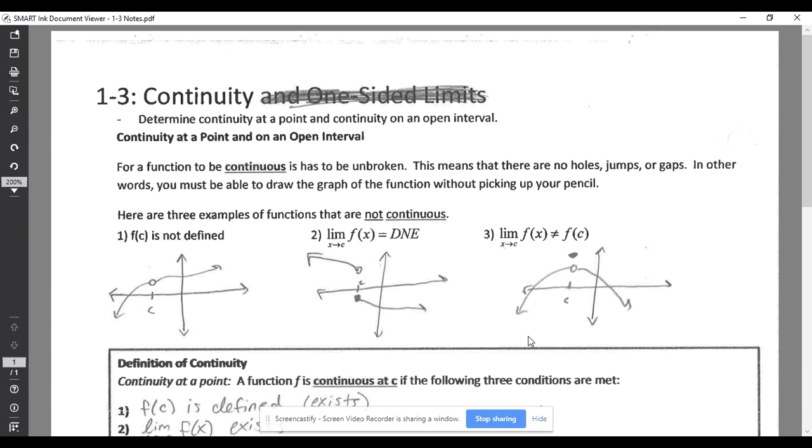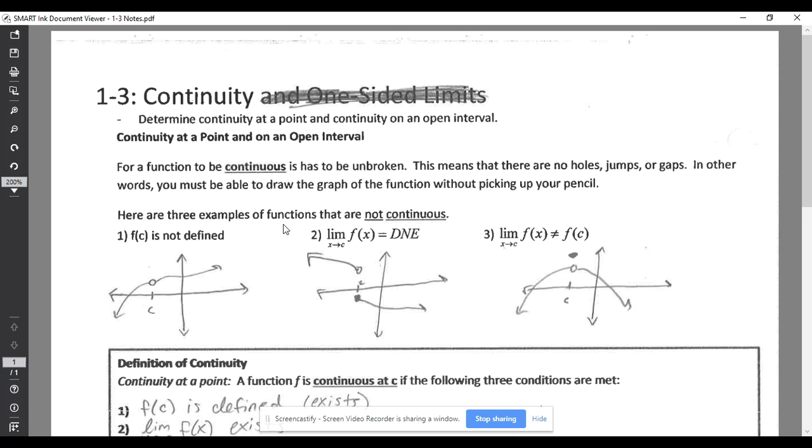All right, in this section, we're going to be talking about continuity. So the idea of continuity is pretty simple. For a function to be continuous, it has to be unbroken, which basically means there are no holes or jumps or gaps, no asymptotes, anything like that. The easy way to think about if a function is continuous is if you can draw the entire function without picking up a pencil.